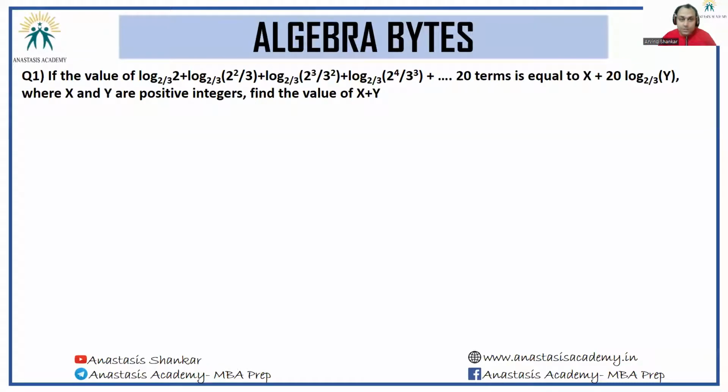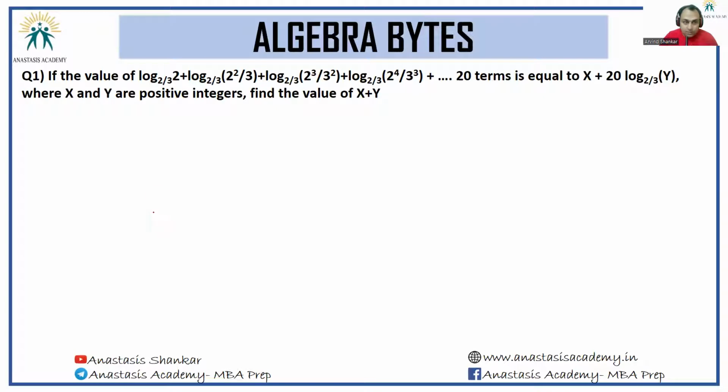Let's look at the solution of algebra bytes. If the value of log 2 to the base 2 by 3 plus log 2 square by 3 to the base 2 by 3 plus log 2 cube by 3 square to the base 2 by 3 and so on up until 20 terms is equal to x plus 20 times of log y to the base 2 by 3, where x and y are positive integers. Find the value of x plus y.